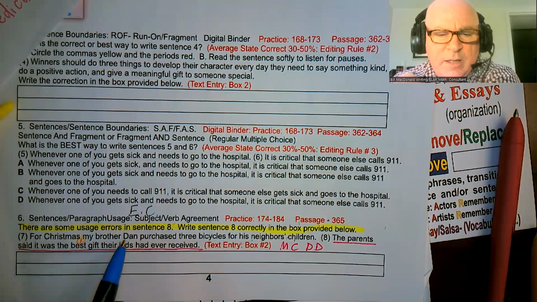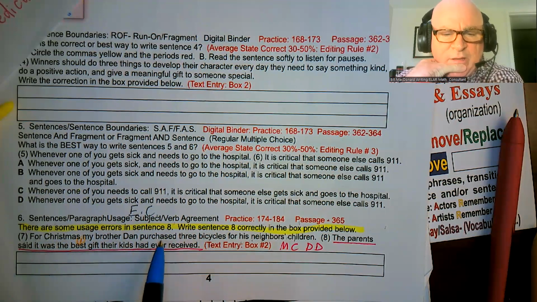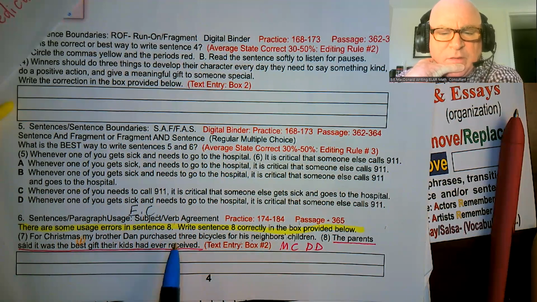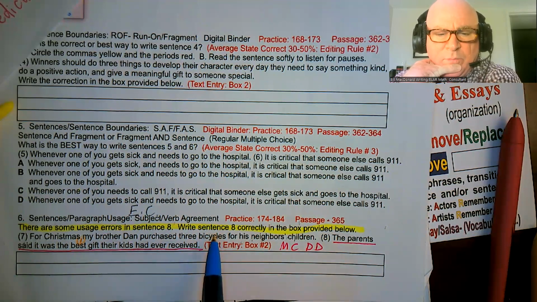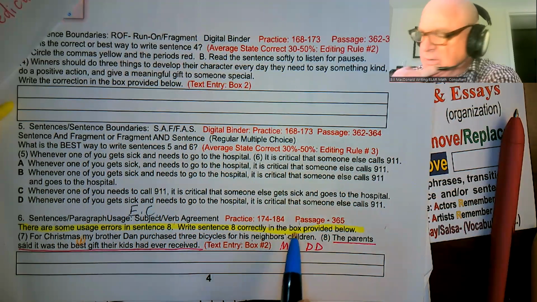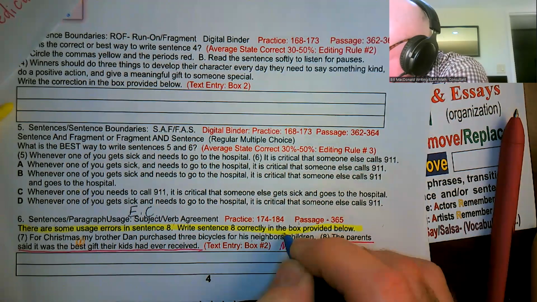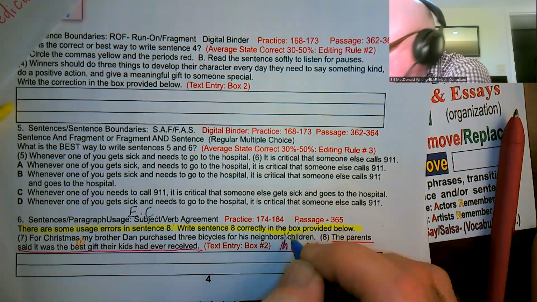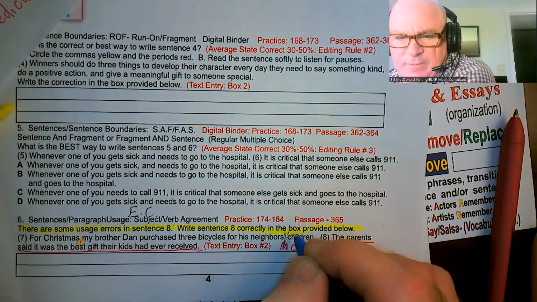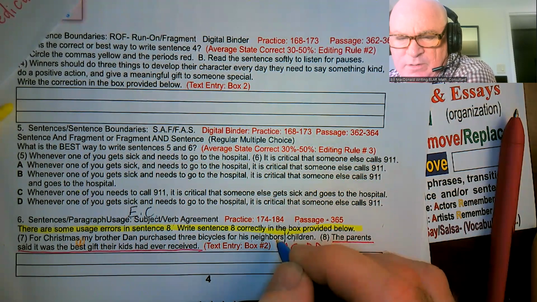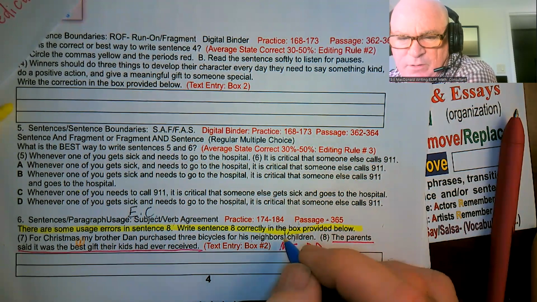My brother, capital Dan, purchased, past tense, so it is in past tense, 3 bicycles, plural, for his neighbors' children. That means when I draw this little vertical wall here in front of neighbors apostrophe, it means that they have more than one set of neighbors. Now, we don't know if these neighbors live in different houses or if all these neighbors and their children live in the same house. We just know that it's plural neighbors and the children belong to them.